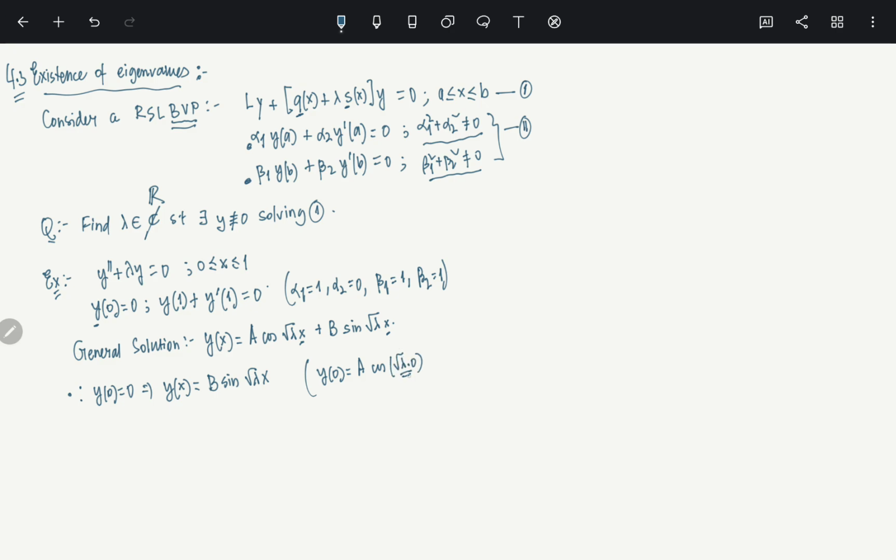So this is going to be cosine 0, which is 1, plus b sine root lambda times 0. This is going to be 0. So basically you are only left with 0 equals a. Okay, so a is going to be 0. So essentially the first term is gone and we are only left with this. That's the idea. Clear? Now let's understand the next one.